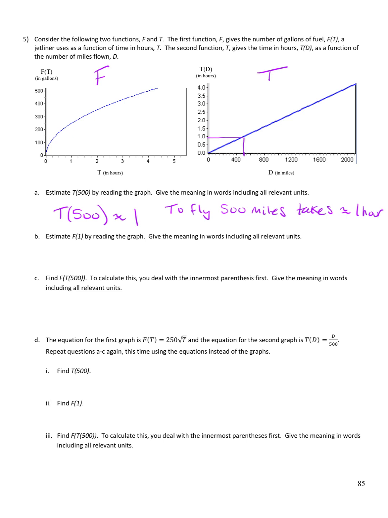And then I want to estimate f of 1 looking at the graph. So here's 1. Go up to the graph of f. Read off the y value. Looks like about 250. So f of 1 looks like approximately 250. And again, give the meaning in words. So my input here was time in hours, so 1 hour. And the output is fuel used in gallons. So 1 hour of flying uses about 250 gallons of fuel.